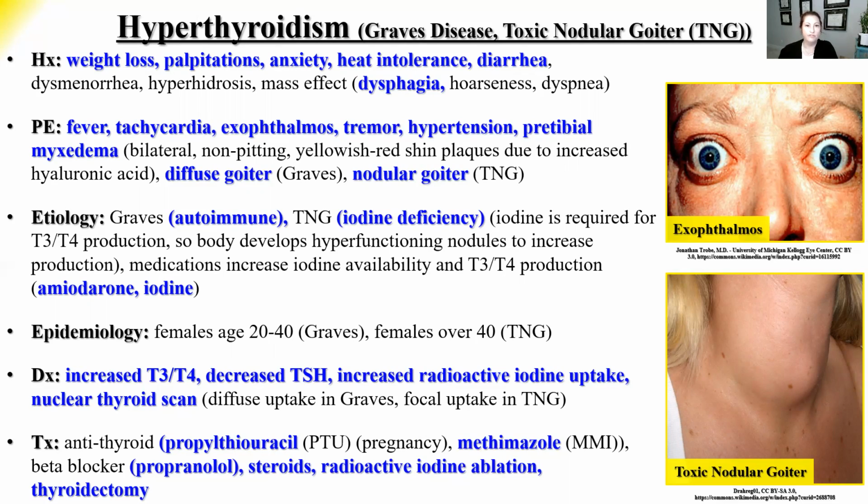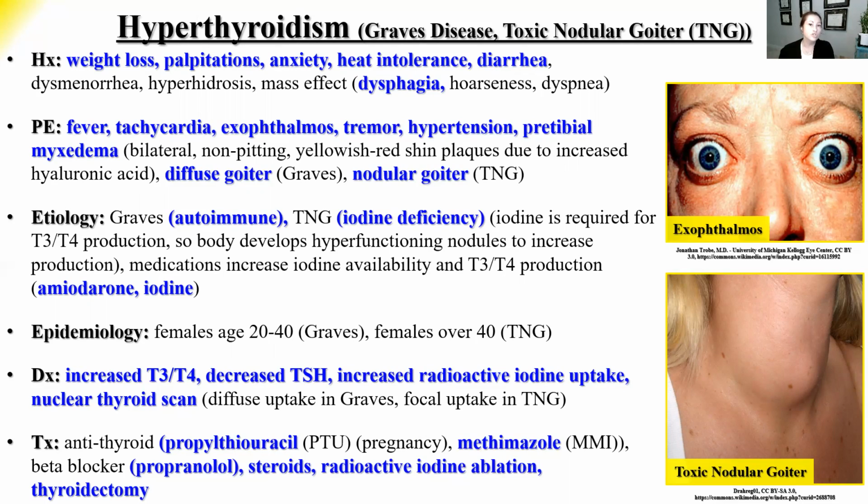Graves is more common in females age 20 to 40. It's an autoimmune disorder, and that's typically when we see these. And then females over 40 is going to be our more common demographic for the toxic nodular goiter. Labs for this, we're going to have a serum increase T3, T4, and a decreased TSH, because remember, it's not the problem with the pituitary, it's a problem with the thyroid gland itself.